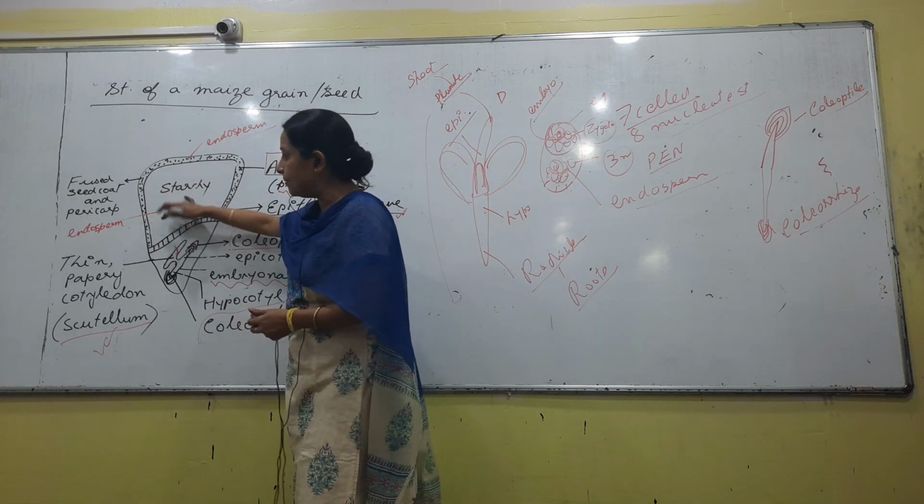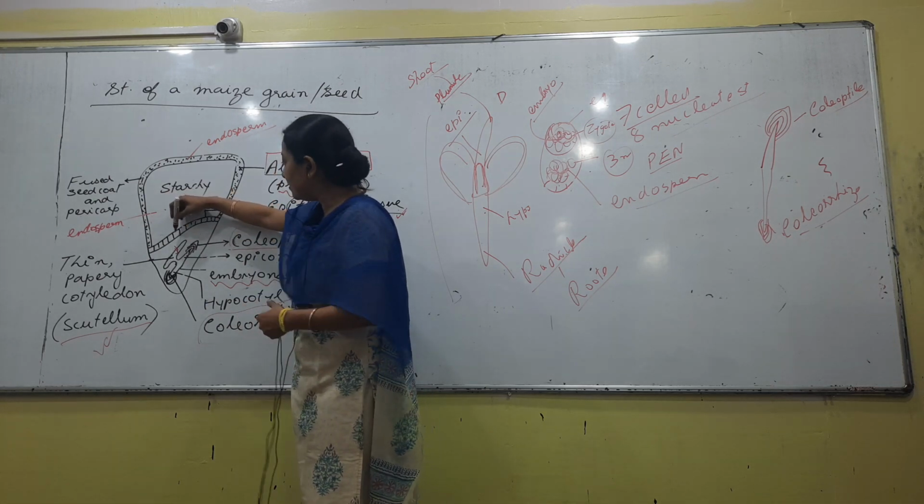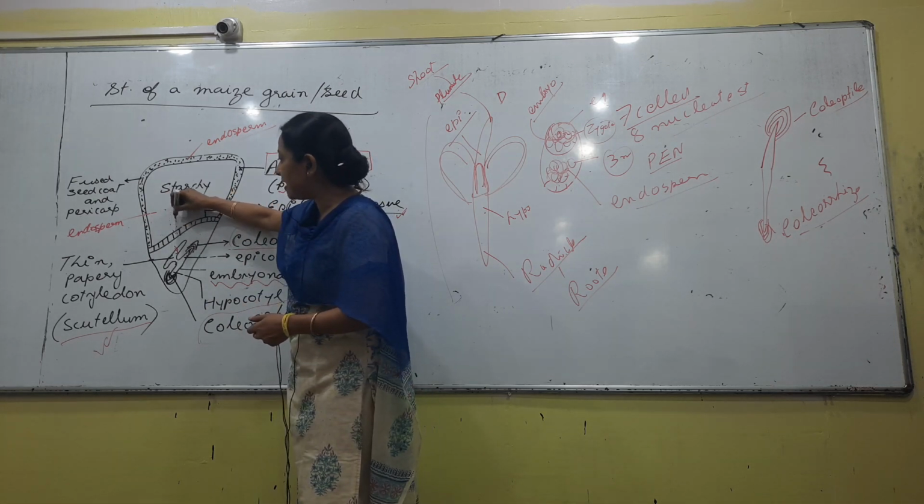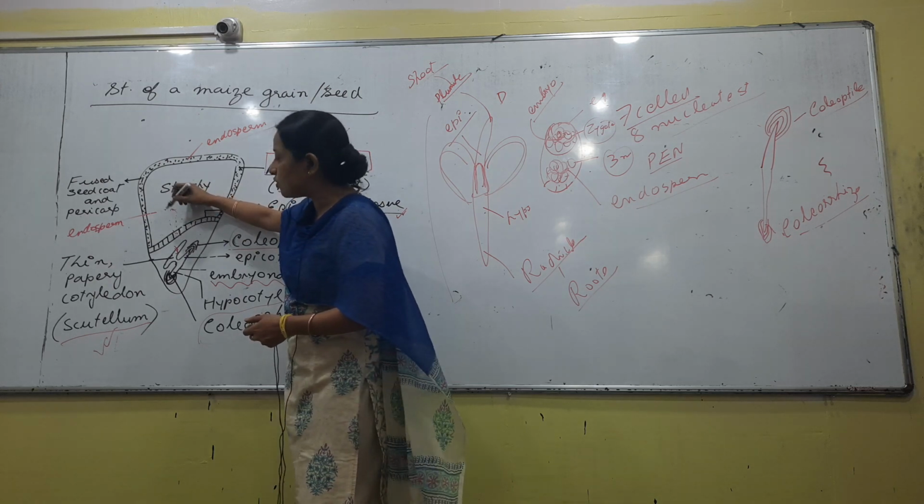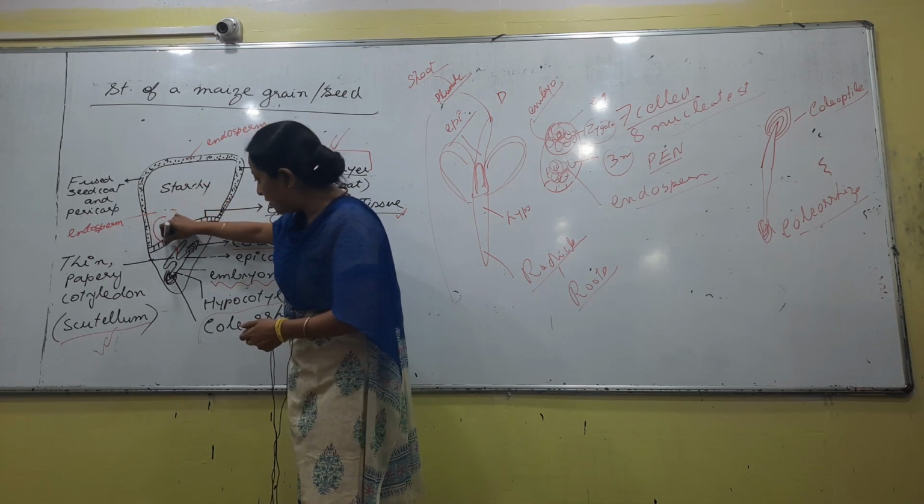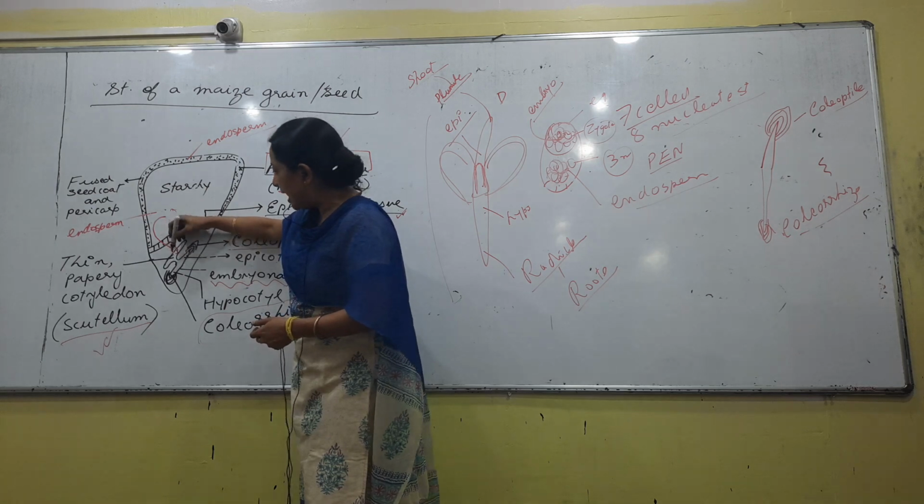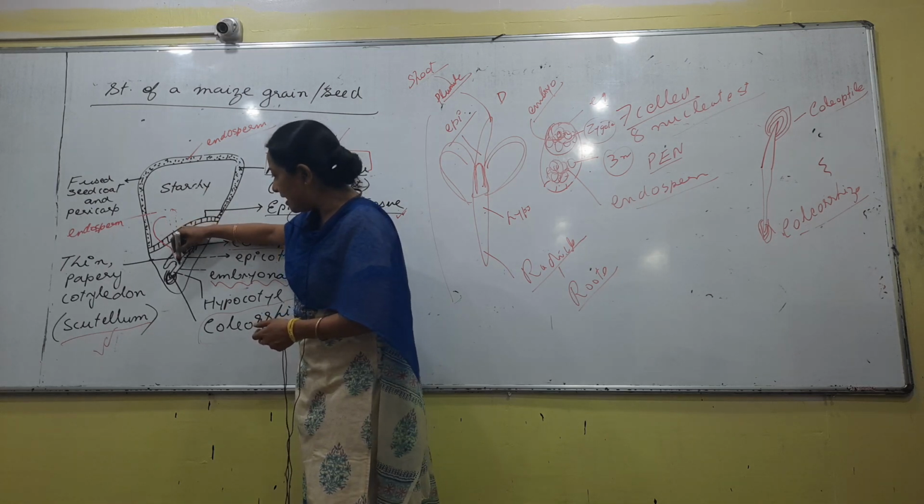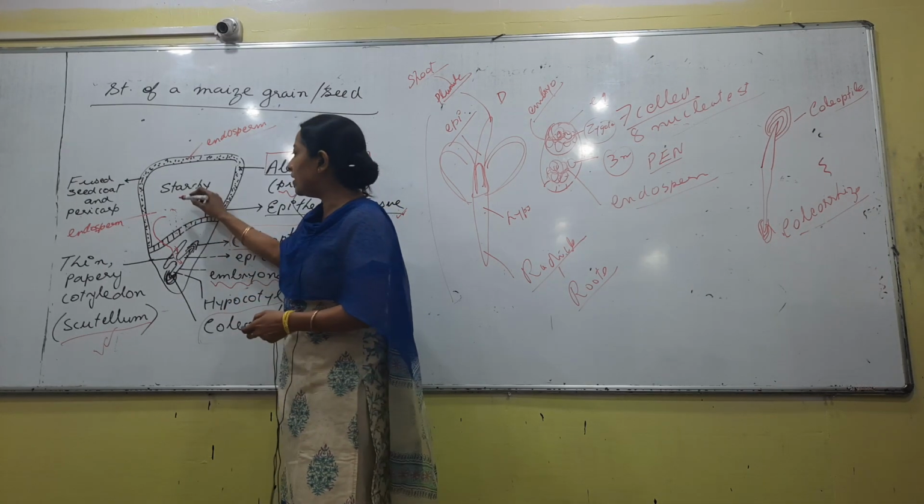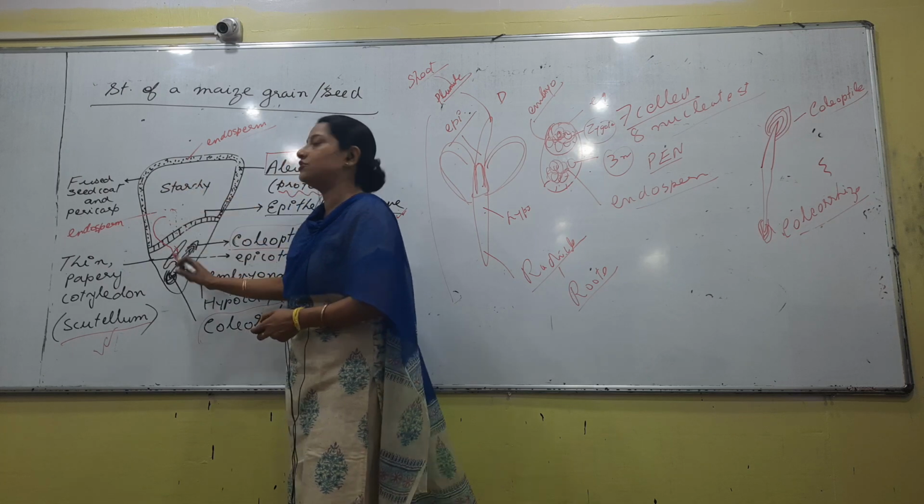So what will the epithelial tissue do? It will secrete certain types of hormones, right. The food will be solubilized. It will reach this chamber, enter the cotyledon and ultimately enter the baby plant. This is the way the food from the endosperm reaches the baby plant.